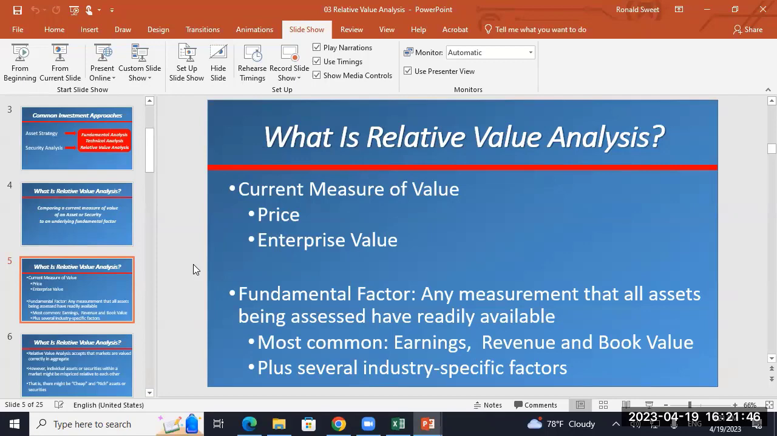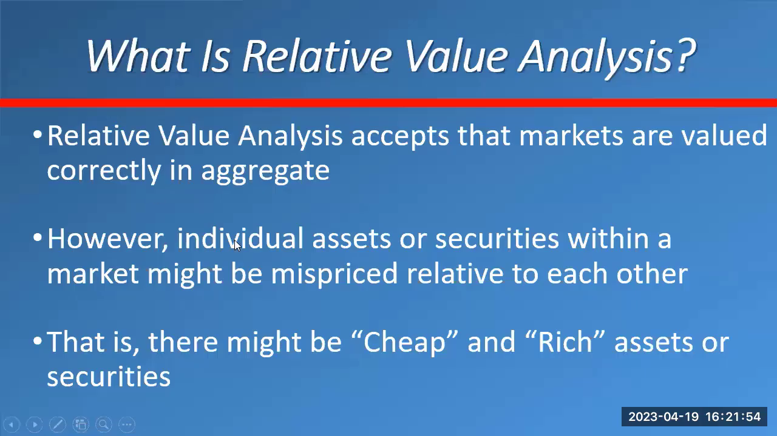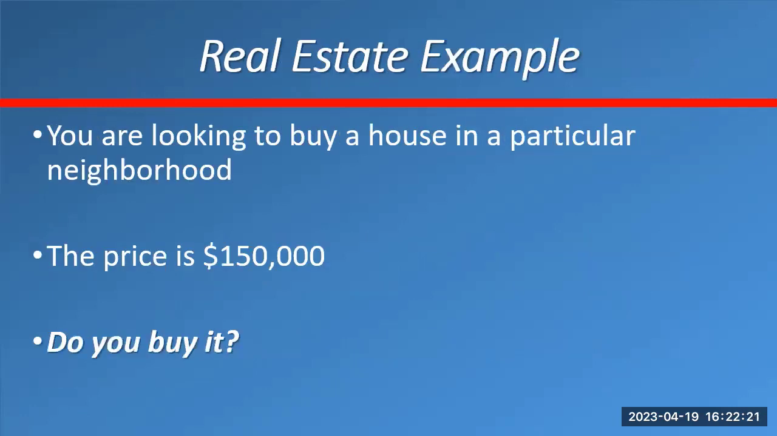Utilities have a very different type of analysis than other companies. So that's what we're going to do. So relative value accepts that markets are valued correctly if you're looking at individual stocks. And what we're trying to do is figure out if a particular asset is rich or cheap relative to everybody else. And we use that term rich and cheap. Cheap means it's inexpensive. Rich means it's expensive. I wish we would change those terms, but cheap is good, rich is bad. Not if you're looking for a spouse, but if you're looking for a stock, cheap is good, rich is bad.